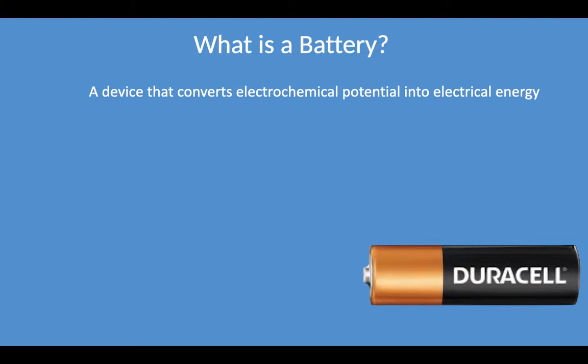So what is electrochemical potential? Well, electrochemical potential is basically, you could think of it as the potential for an atom of a chemical, like let's say copper, to give electrons to another chemical. And electrical energy is just the energy that you use to power your light bulbs and your fan. And so they basically convert chemical energy, or the electricity stored in chemicals.